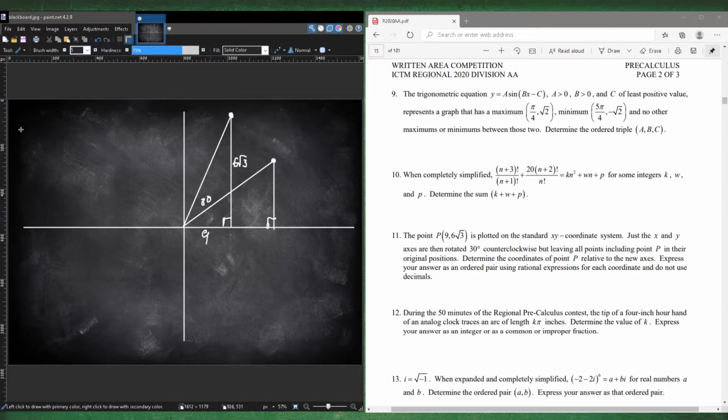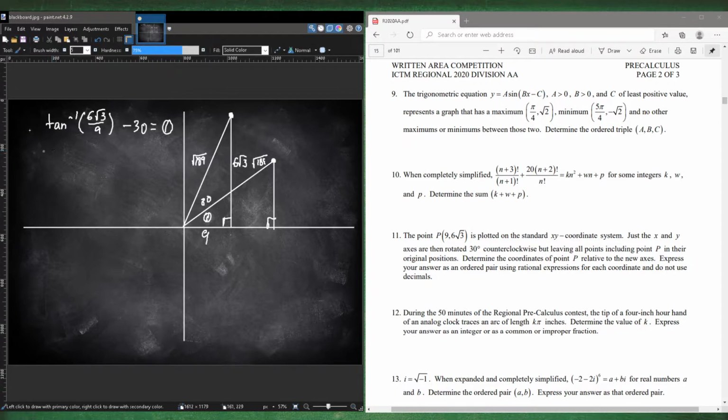To get our hypotenuse, we take x squared plus y squared, so 9 squared plus (6√3) squared, and then take the square root, which is √189. So that's our hypotenuse. Since this is rotated, it has the same length, so this line is also √189. Now we just need to find our x and y values, which we do with simple trigonometry. Let's call this angle theta. To get theta, we need to take this entire angle and subtract the 30. The entire angle is the inverse tangent of 6√3 over 9, and then we subtract the 30 to get our theta.